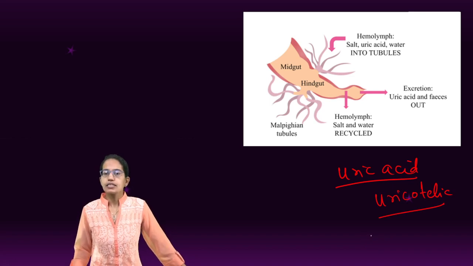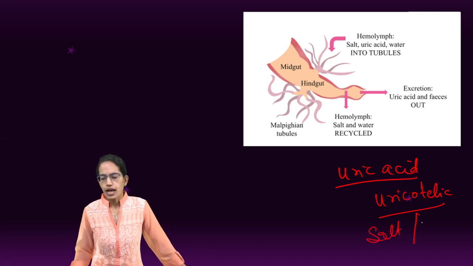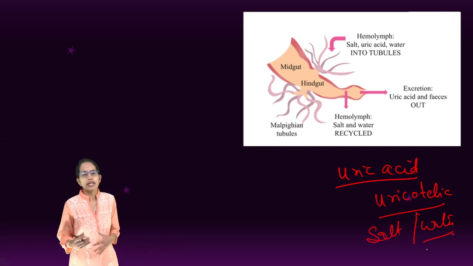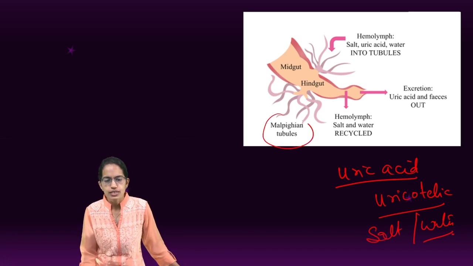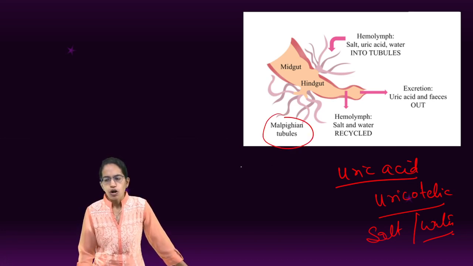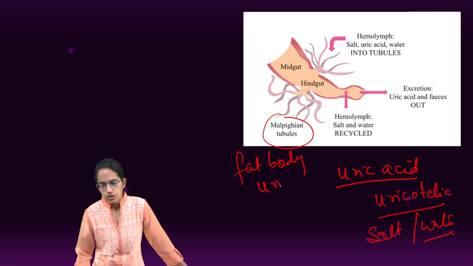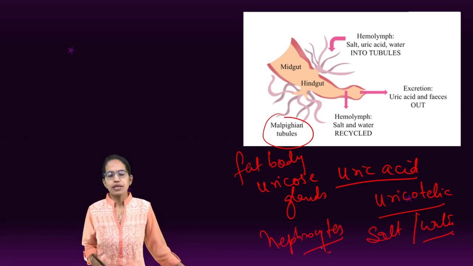But it does reabsorb some salt and a little of water. Now, what helps in excretion? Malpighian tubules are the ones that help in excretion. Along with that, there are fat bodies, uricose glands, and nephrocytes. All of these help in excretion.